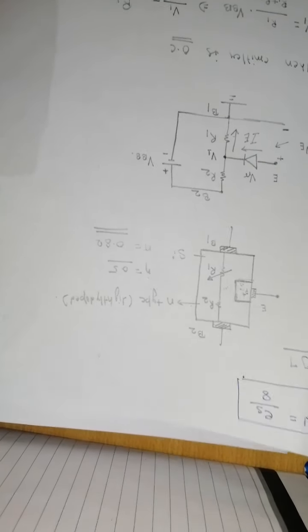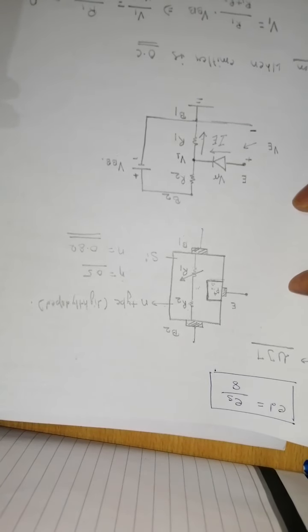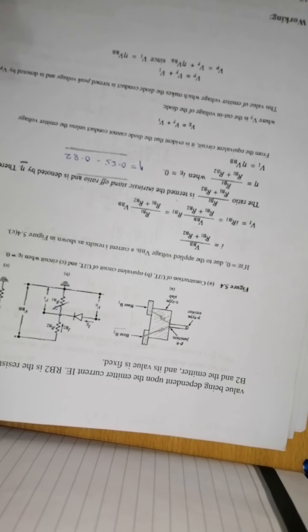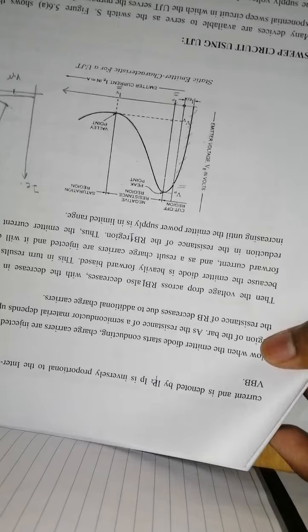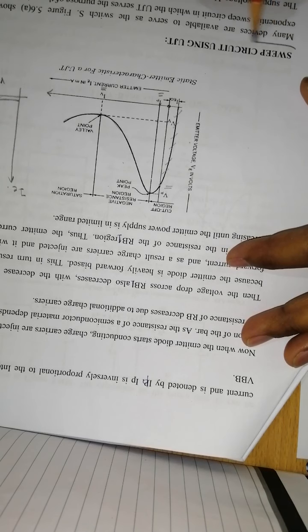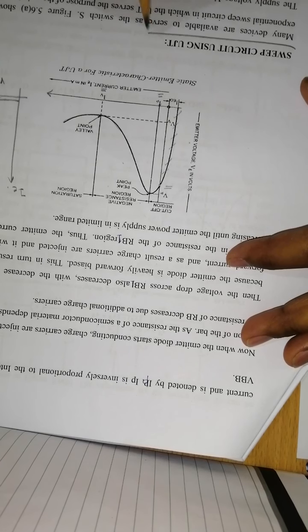So this is all about the UJT. And after that, we have to discuss one application of this UJT in the sweep circuit. The sweep circuit using UJT as a relaxation oscillator, we will discuss in the next lecture.